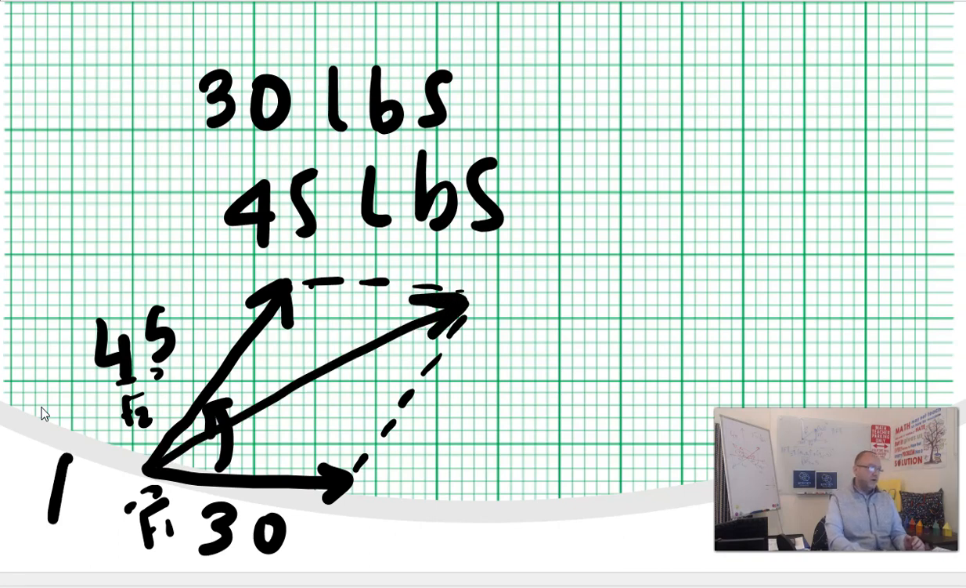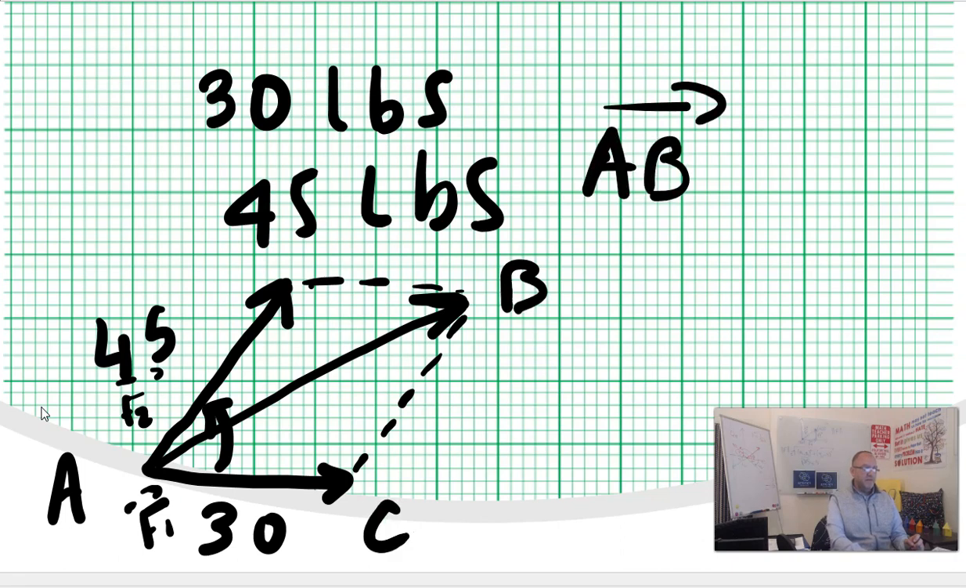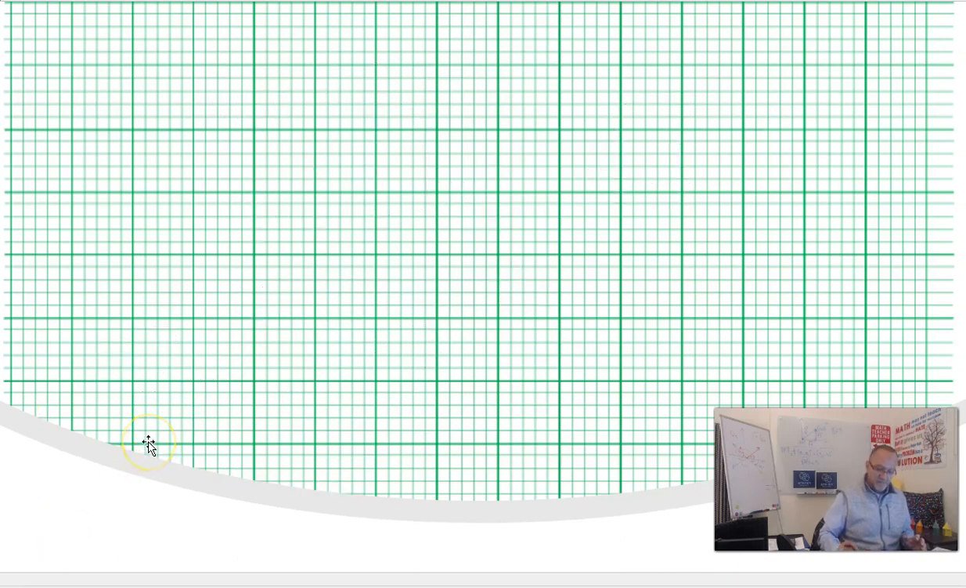If you call this point A, and let's say this is point B, and this is C, so vector AB is your resulting vector, okay? This is the resulting vector joining the two forces, the 30 pound and the 45 pounds. Now, this is also related to math and trigonometry in different ways.